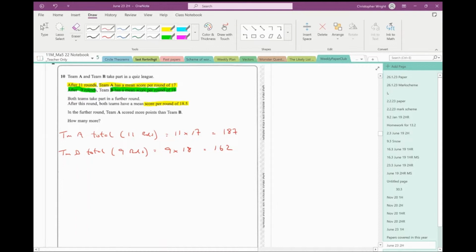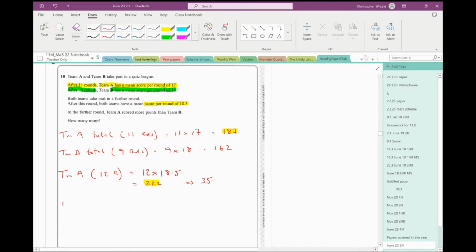So Team A, this is going to be the 12th round. After 12 rounds, the mean is 18.5. So the total after 12 rounds must be 222. And so Team A's score in that round must be the difference between the total after 12 rounds and the total after 11 rounds. So that's going to be 222 minus 187, which is 35. So that's what Team A scored.